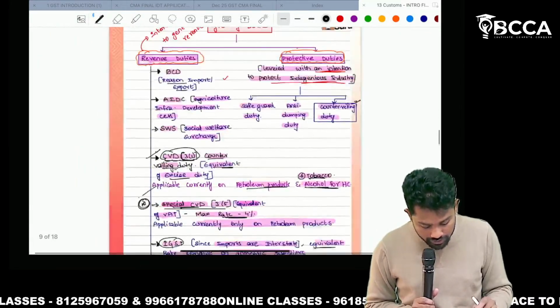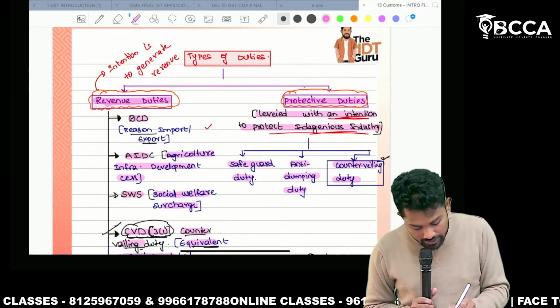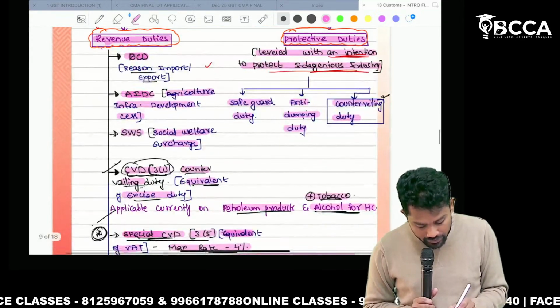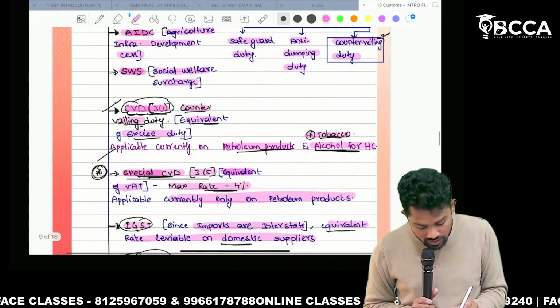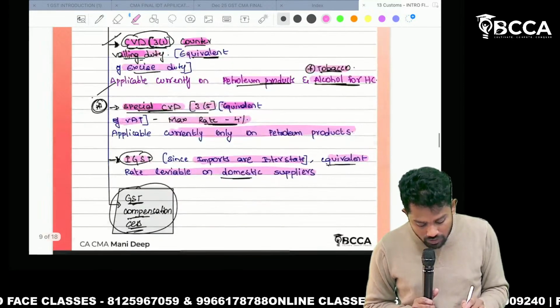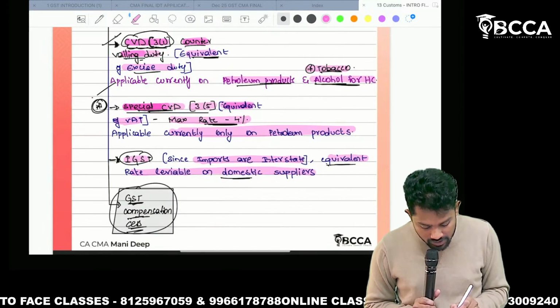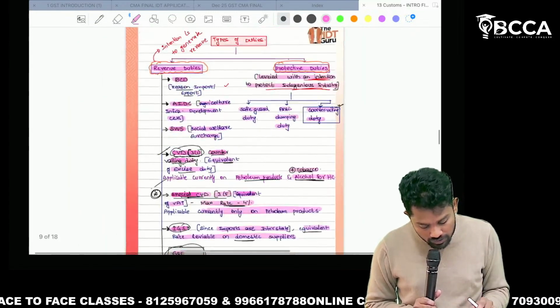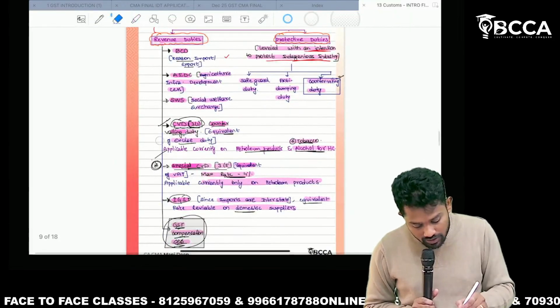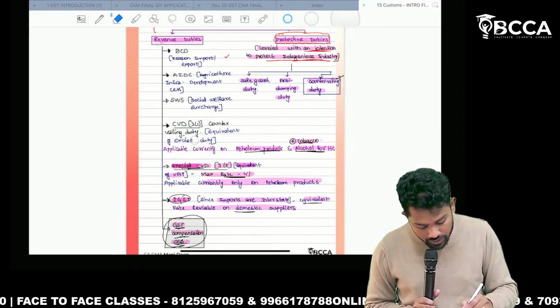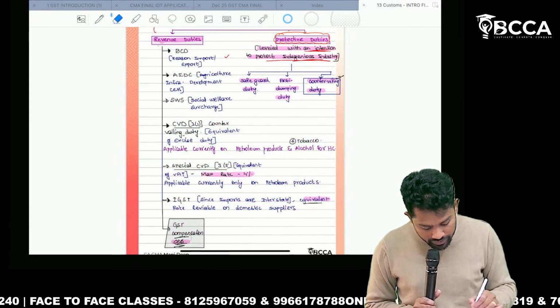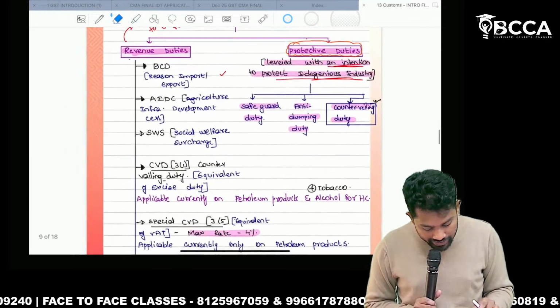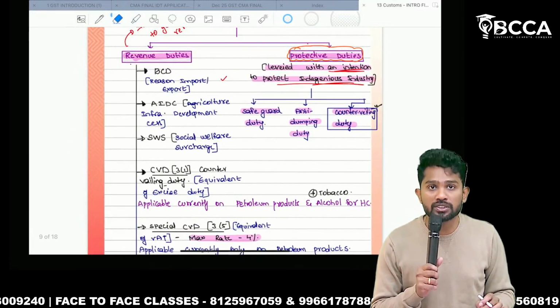Look at them once again. What are those? BCD, AIDC, social welfare surcharge, CVD, I mean countervailing duty, special CVD, IGST, and then GST compensation cess. So these are the revenue duties: BCD, AIDC, CVD, special CVD, IGST and GST compensation cess.